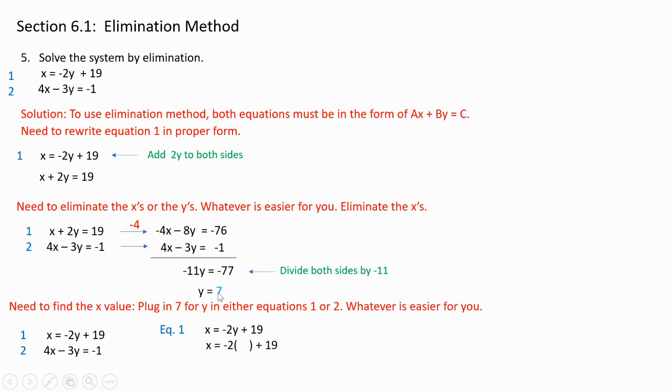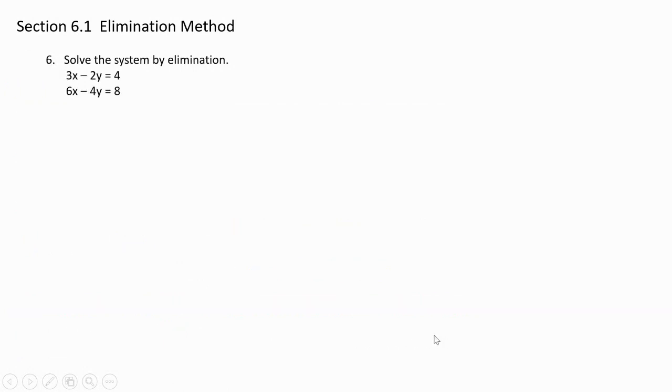So I'm going to plug in the negative 7 for the y here, which is right there. Negative 2 times negative 7 will give us positive 14. 14 plus 19 will give us x equals 5. So what's my solution? The solution is x equals 5 and y equals negative 7. So this is where they both intersect. So that's my answer for number 5.